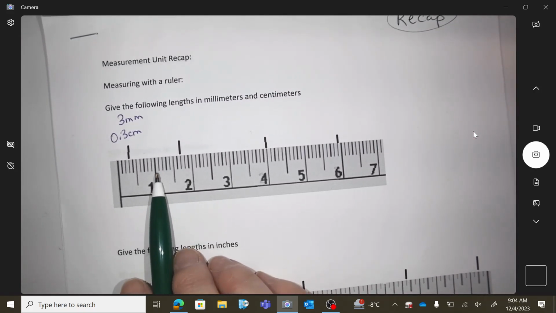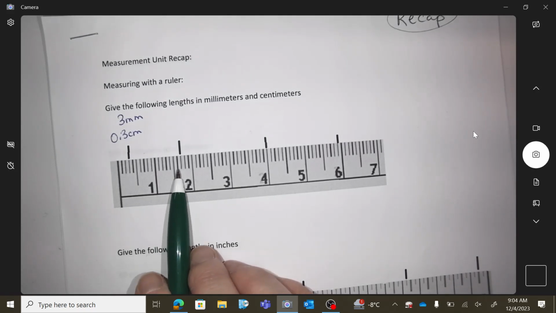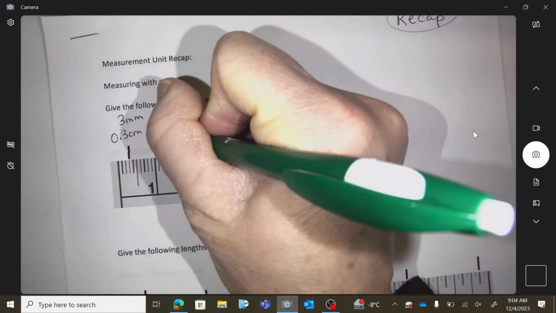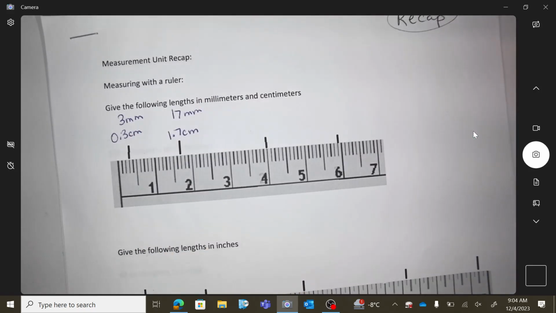So this one is, that's 1 centimeter, so 1 point, this is 5, 6, 7. 1.7 centimeters, 17 millimeters.